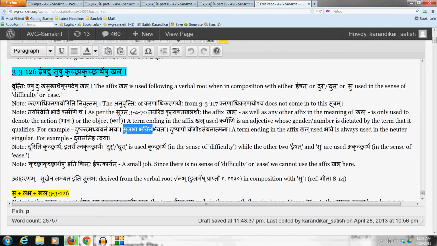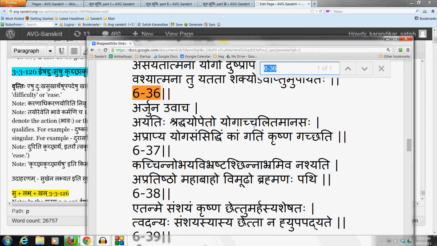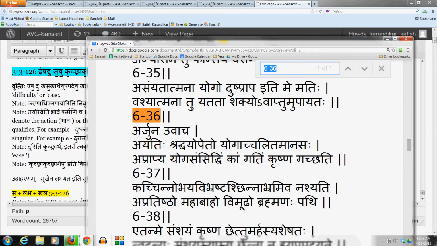Another example from the Bhagavad Gita, Dushprapo yogo asanyatatmana. Dushprapaha yogaha asanyatatmana. This is verse number 36 in chapter 6 of the Gita. Asanyatatmana yogo dushprapa iti me matihi. By one whose self is not controlled, yoga is difficult to obtain. So here it's qualifying yoga. So that's why dushprapaha is used in the masculine gender singular.